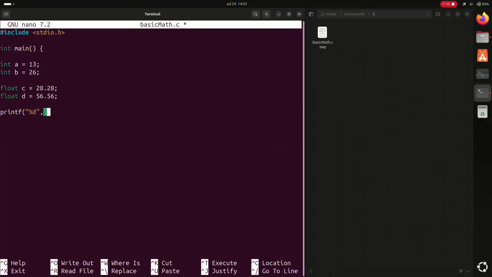Now we have to write what we want to place in replacing percentage d. So we want to write a. Now here I have to write return 0 and then curly close. So this is my code which prints a, and a is 13, so it should print out 13, just 13. So I have to write the next line also, backslash n.